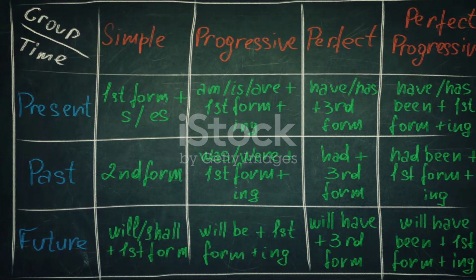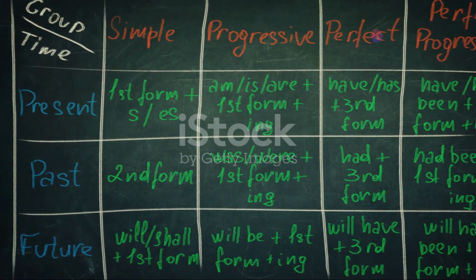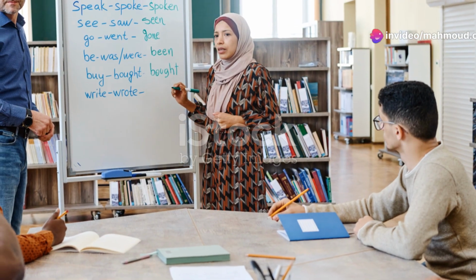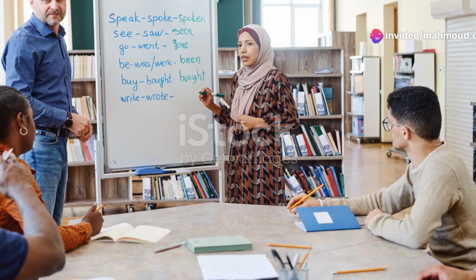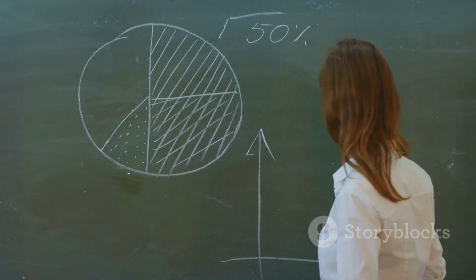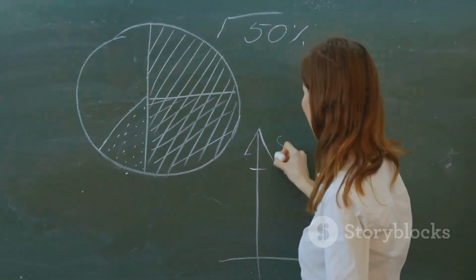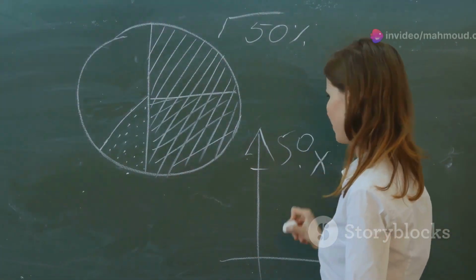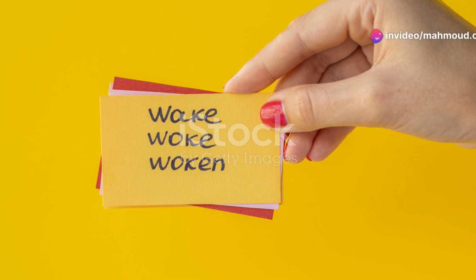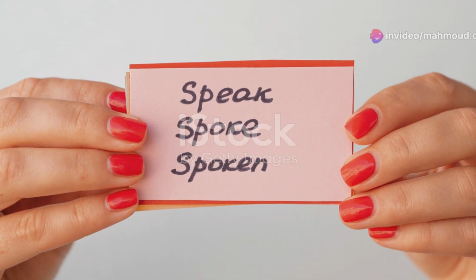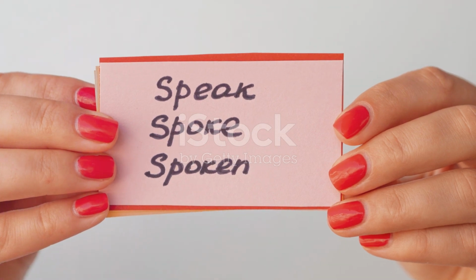Moving on to the formation of the simple past tense. Forming the simple past tense for regular verbs is straightforward. One simply adds -ed to the base form of the verb. For example, walk becomes walked, and laugh becomes laughed. This rule holds true with a few variations depending on the ending of the verb. For instance, if a verb ends in a consonant plus y, like cry, the y is replaced by -ied to form cried.